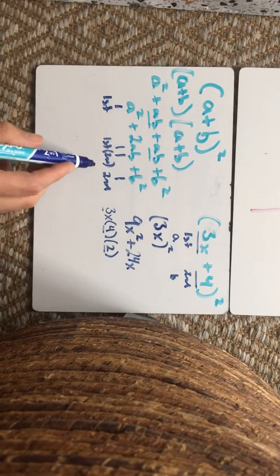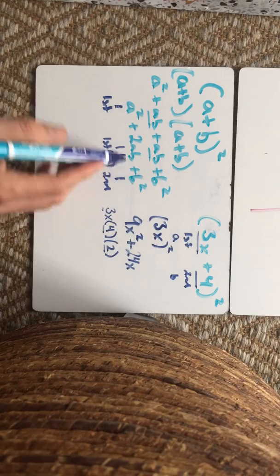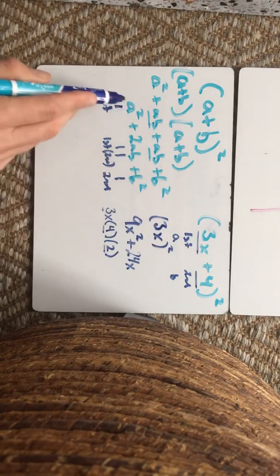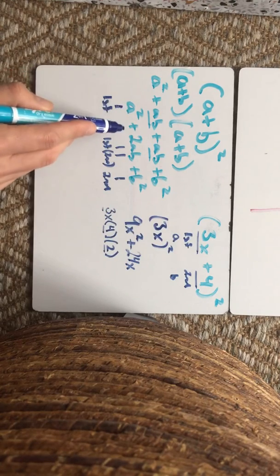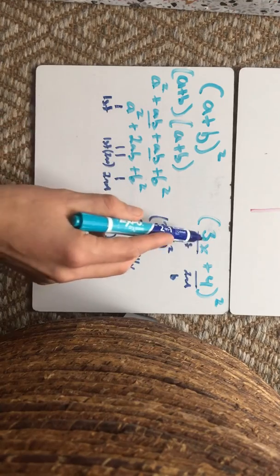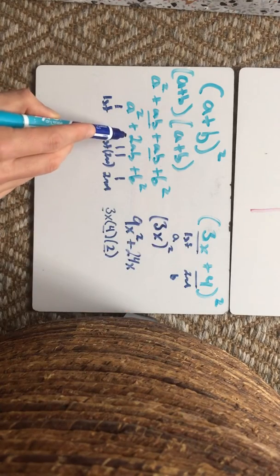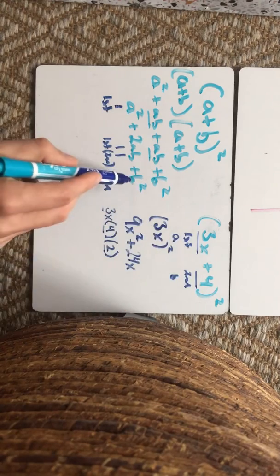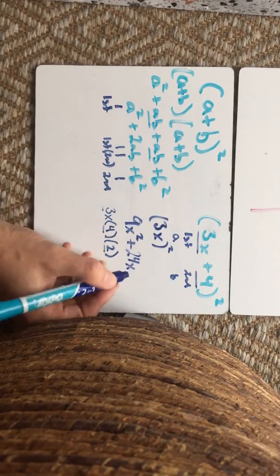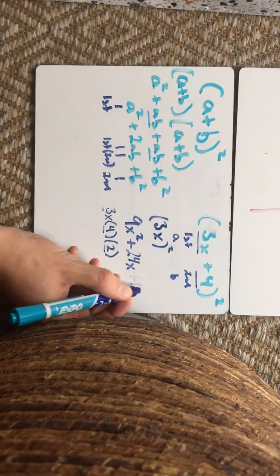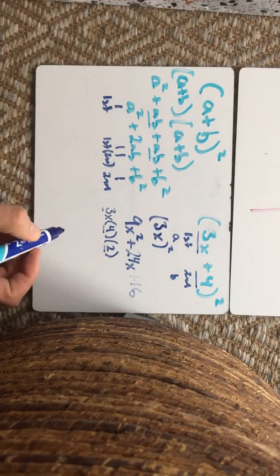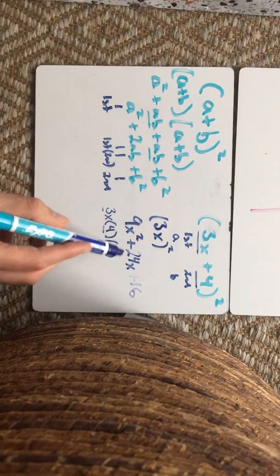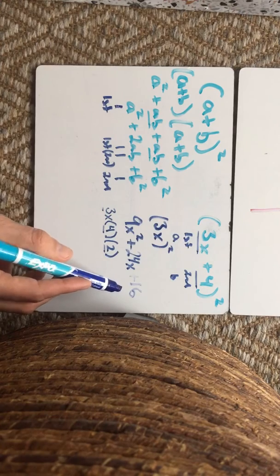Finally, my last step, I did my first term squared, plus my first term times my second term times 2, plus my last term squared. So 4 squared, that's simple, that is just 16. So I have 9x squared plus 24x plus 16.